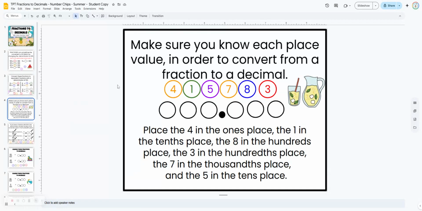Now the next slide is a review of place values, so they're going to have to remember where to place these numbers. And they just read the instructions at the bottom of the slide. It says place 4 in the ones place. So they just, again, click and hold on the edge. 1 in the tenths place. And they're just going to place every one of these numbers correctly.